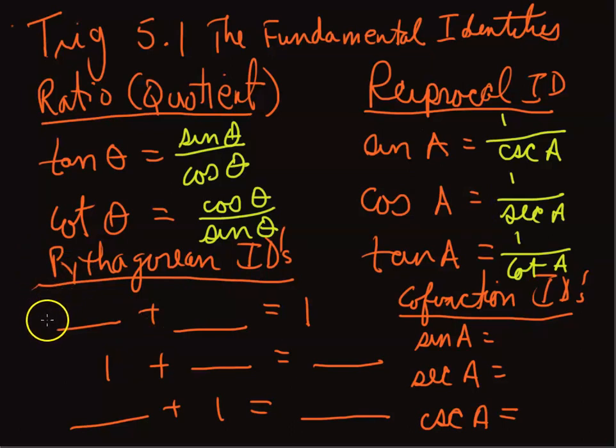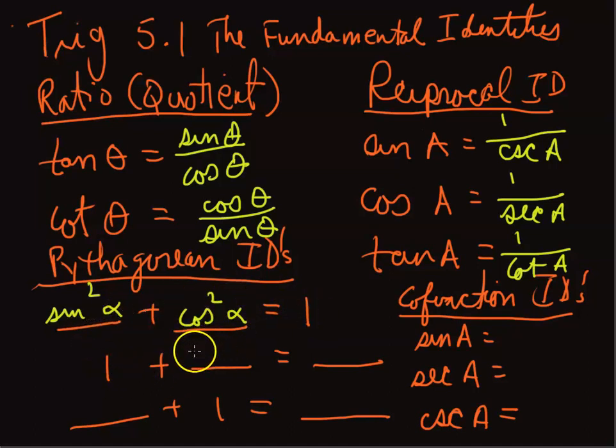So the Pythagorean: sine squared, what angle would you like to use? Let's use alpha. Cosine squared, but you better use the same one, alpha. Sine squared plus cosine squared is 1.